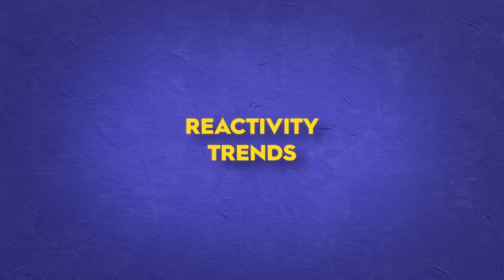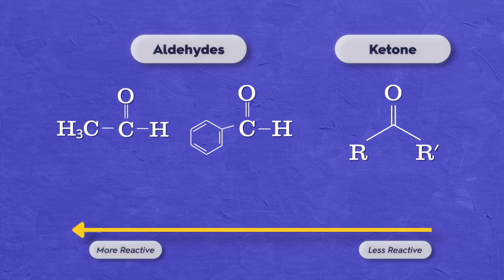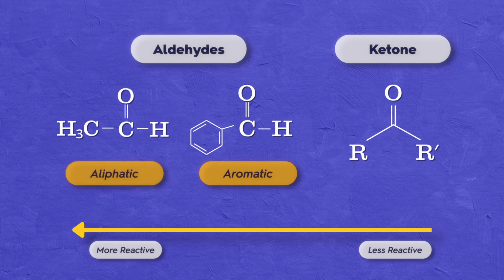Now, let's dive into reactivity trends. Aldehydes to ketones. Aldehydes are less crowded and more polarized, so carbon is more electrophilic. Aromatic aldehydes like benzaldehyde are often less reactive than aliphatic ones because resonance in the ring reduces electrophilicity at the carbonyl carbon.